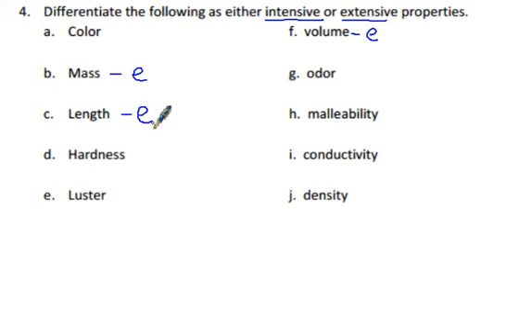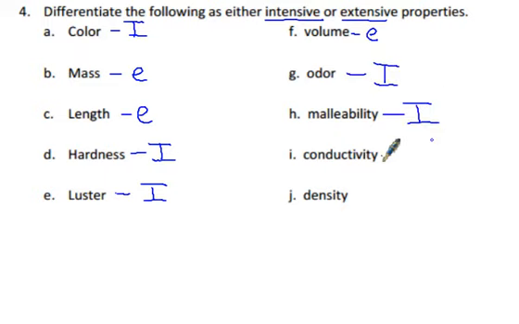Intensive means that it's part of the internal property, and so it doesn't matter how much you have, you're still going to be able to see that property. So color is usually the same throughout. You're going to be able to see what the color is, whether you have a small piece or a large piece. You can find out how hard it is, regardless of how much you have, how shiny, what it smells like, how shapeable it is, whether you can run electricity through it, and density.